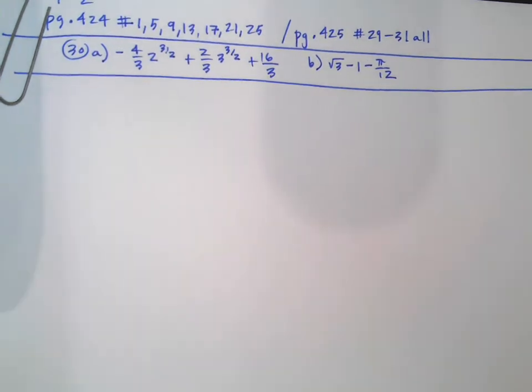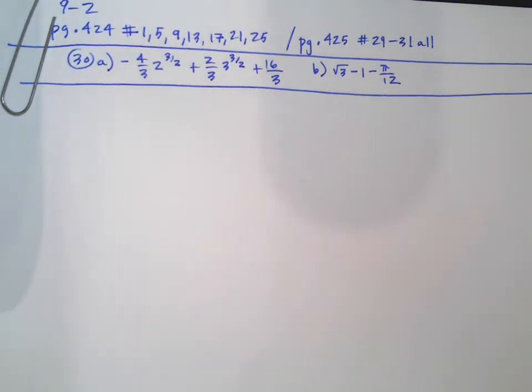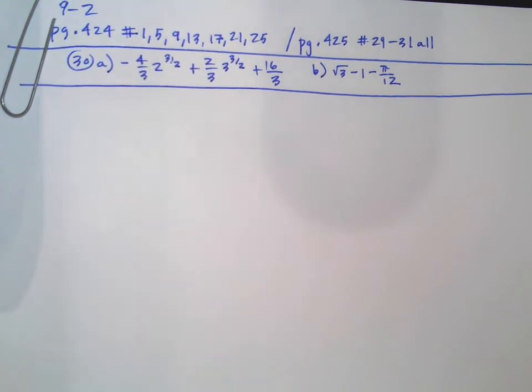It's page 424: 1, 5, 9, 13, 17, 21, 25, and on 425, 29 to 31, all. Almost all odds, one even. Here's the even answer. Pause the video if you need to. Parts A and B.